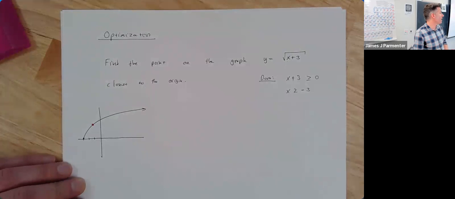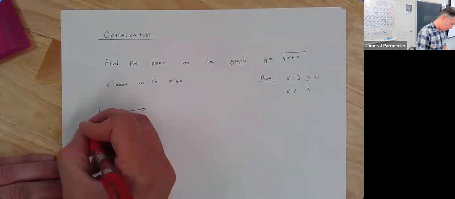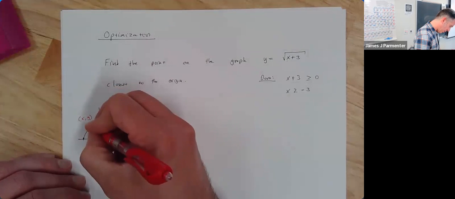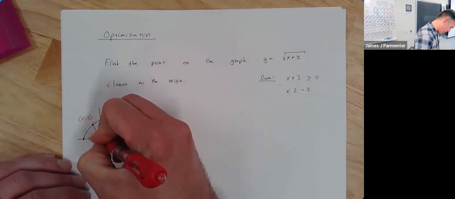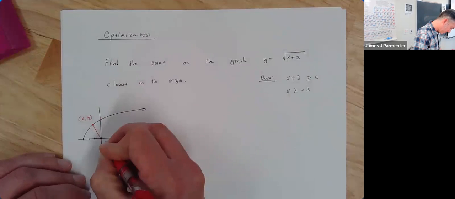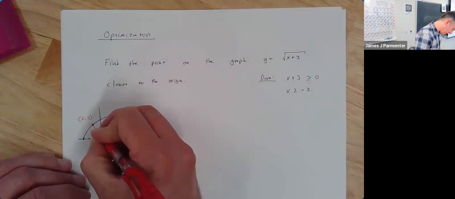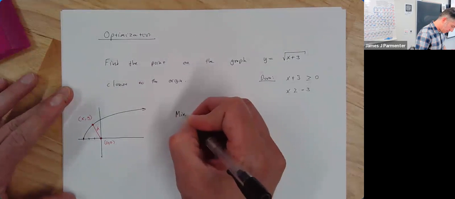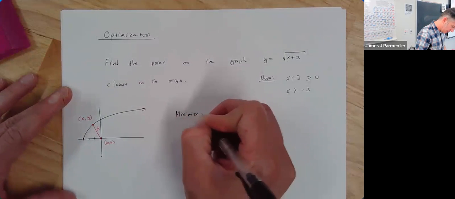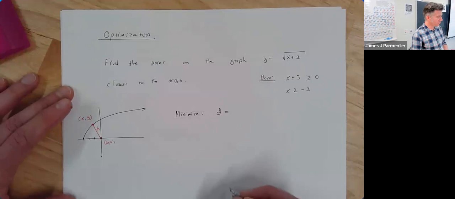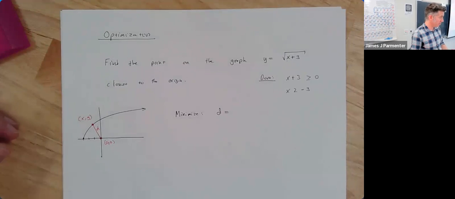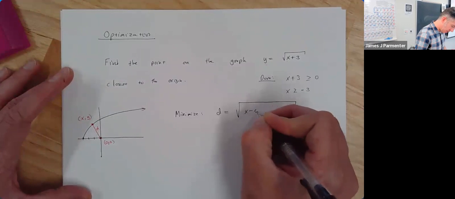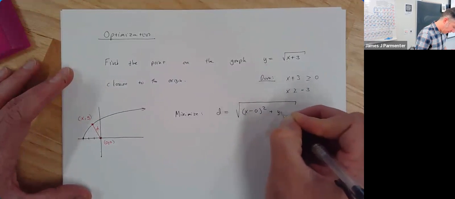I don't know what it is. When I don't know what a thing is, I give it a variable name. I'm going to call it x comma y. And I'm trying to find the point there so that the distance between that point and the origin is minimized. So I'm trying to minimize the distance, which is equal to, we have to know the distance formula, square root of x minus 0 squared plus y minus 0 squared.